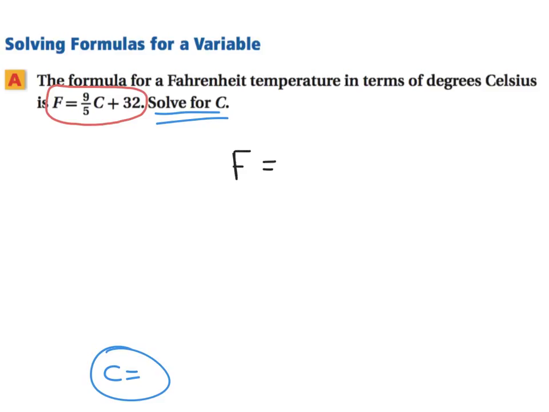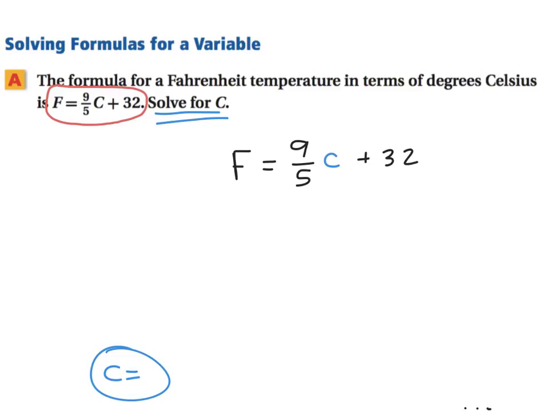The original formula is F equals 9/5. I'm having trouble writing 9/5. What's going on here? Goodness gracious. There is a weird little mark. Let me erase that. Let's try this again. F equals 9/5 C plus 32. I'm going to put the C in blue because that's the one we're trying to isolate.